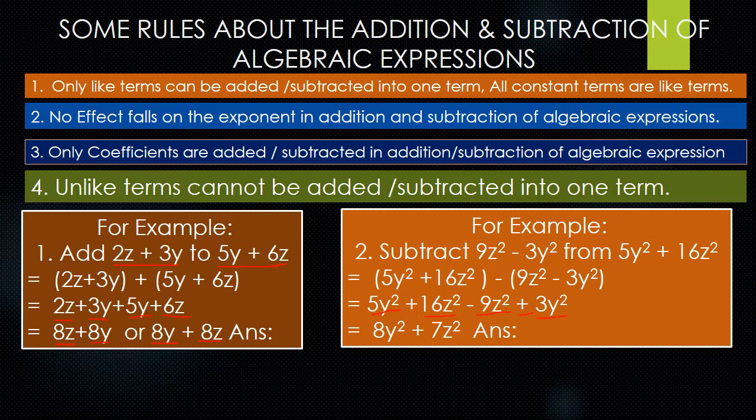Now you look at here. This 2z can only be added with 6z. This 2z cannot be added either with 3y or with 5y. Why? Because 2z and 6z are like terms and 3y and 5y are like terms. So we can add 2z with 6z only and 3y with 5y only, because these are like terms. So when we add 2z with 6z, we get 8z, and when we add 3y with 5y, we get 8y.